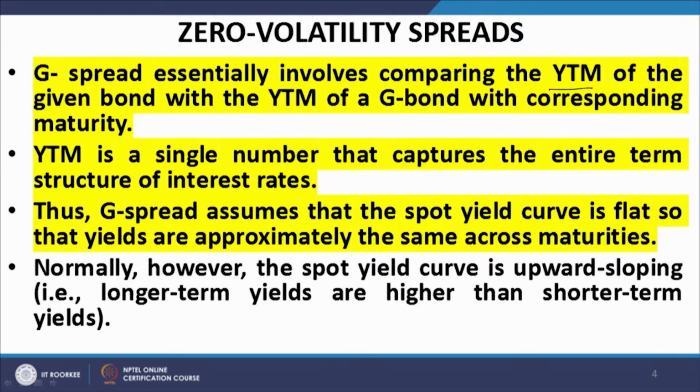Normally, however, the spot yield curve is upward sloping. In abnormal circumstances, it could be downward sloping. It depends on the demand and supply for money as we move into the future. But nevertheless, the spot yield curve has a certain amount of curvature in it. It is not just a flat curve, and therefore, the value of the G spread that we compute is not a precise estimation of what it is supposed to represent.